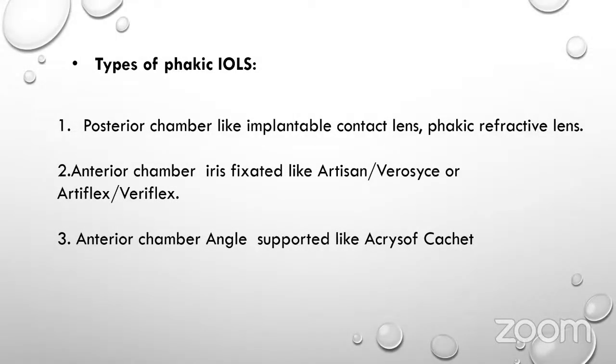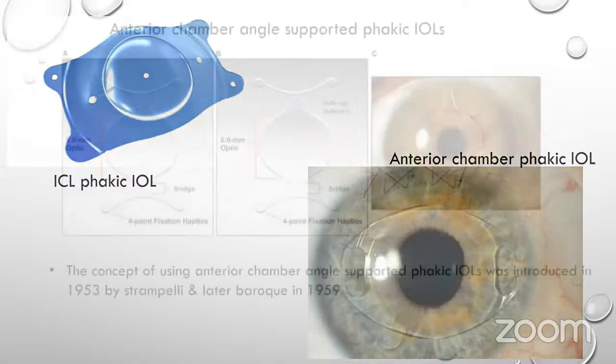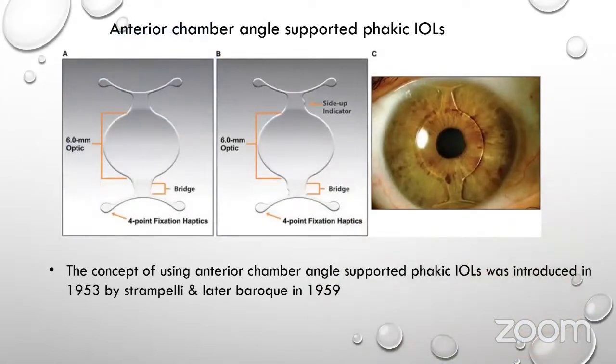The types of phakic IOLs are: posterior chamber, like the implantable contact lens and phakic refractive lens; anterior chamber iris fixated, like Artisan or Verisyse; and anterior chamber angle supported, like Acrysof Cachet. These are the designs. Anterior chamber angle supported phakic IOLs: the concept was introduced in 1953 by Strampelli and later Barraquer in 1959. As we can see, there are 4-point fixation haptics and an optic of 6 mm.